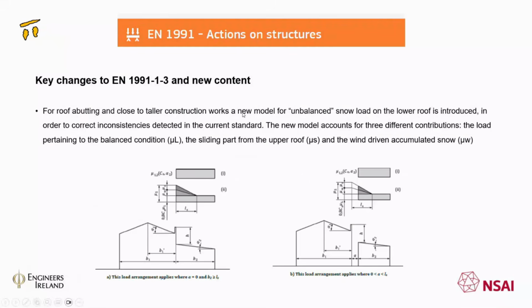So this is roof abutting and close to taller construction works, and how you work out your snow loading and the various values that would apply adjacent to a higher roof. And there you have a number of situations which will come in. I need to look at the full diagrams, but basically there are two different situations applying.